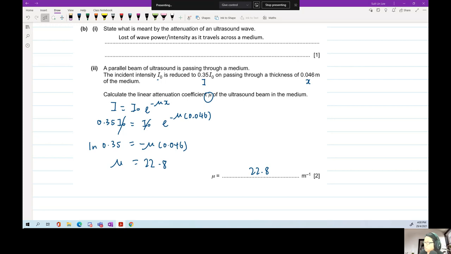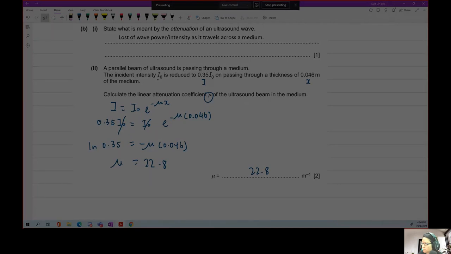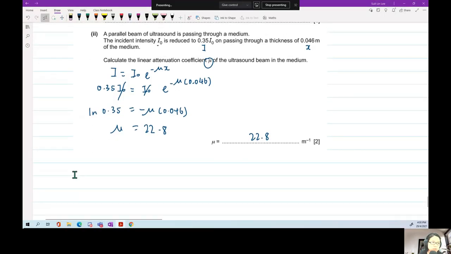Okay, moving on to another variant. I'm just showing you different questions, that's all. This one is from summer 20, paper 4-2.